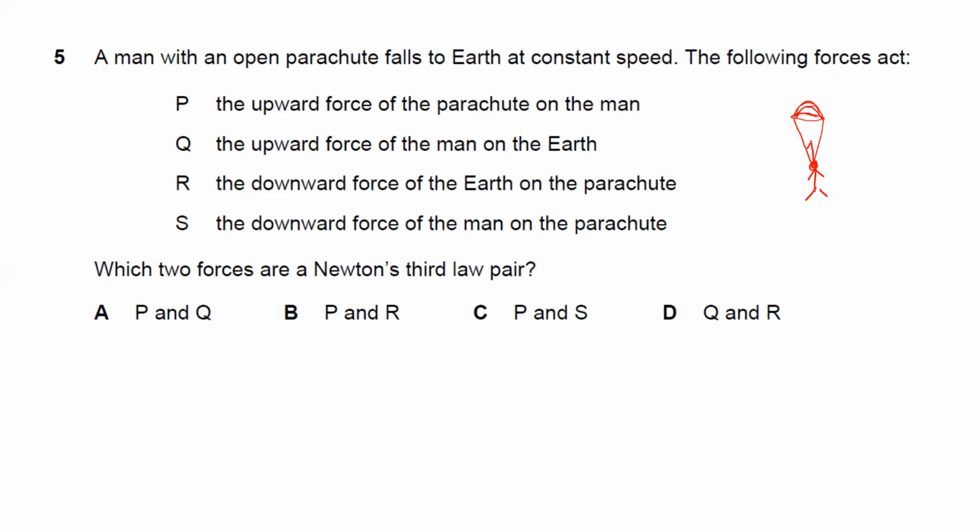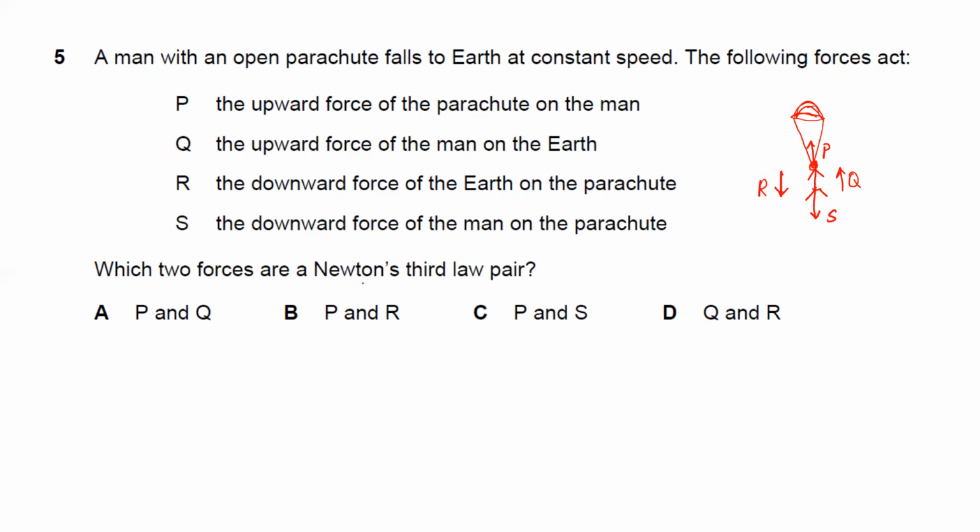So on the man, there is a force P that is acting. Q, the upward force of man on the earth. R, the downward force of Earth on the parachute. So this is by Earth on the parachute. S, the downward force of man on the parachute. So the man is on the parachute, and that force is S.